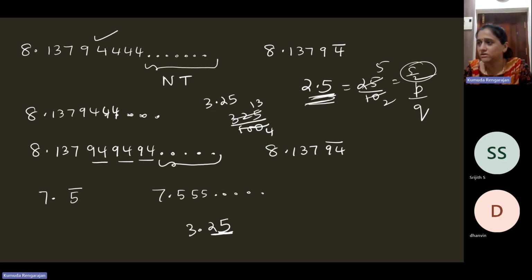In terminating decimals, you don't have terminating repeating or terminating non-repeating. A terminating decimal is a terminating decimal. Non-terminating decimals are non-terminating repeating and non-terminating non-repeating. Don't apply that to terminating. Terminating decimals are those where the decimal part comes to an end.